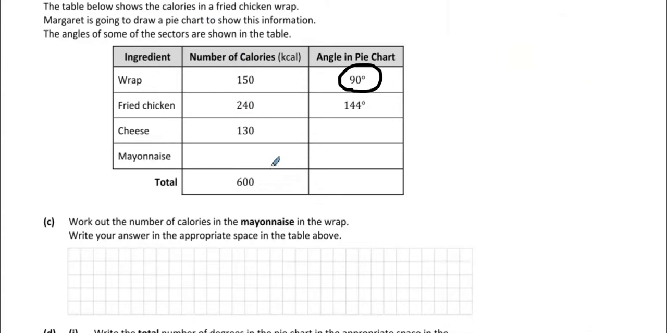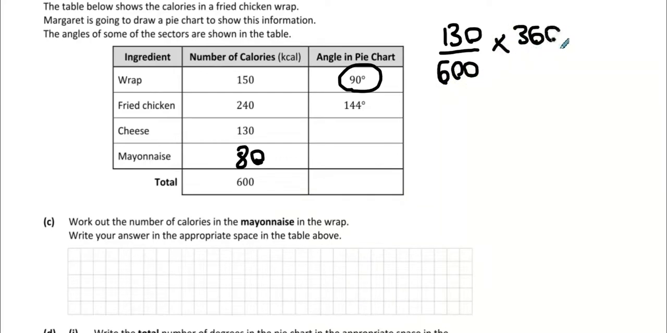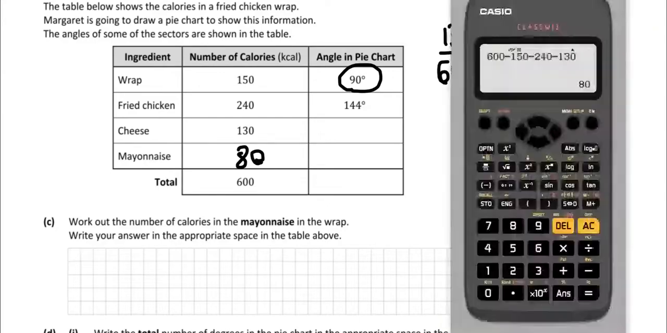Okay? Now, this ain't so bad anymore. Because, you listening? We're going to convert 130. We're going to say 130 divided by how much? 600. Multiply by 360. Okay? 130 divided by 600, because that's the fraction of calories that belongs to the cheese. And you're going to multiply that by 360. Okay? And you're going to get 78 degrees.